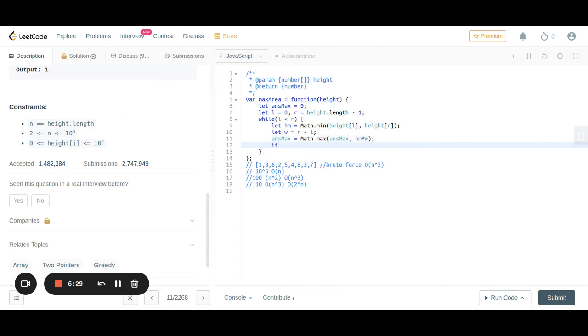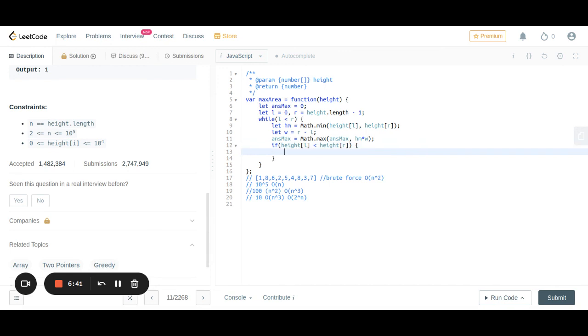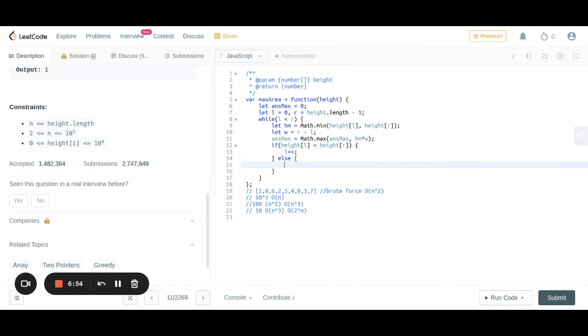Now it's time to move the pointer. If height of left is less than height of right, since the height of left is less, we are going to move the left pointer. We have to move the smaller pointer, because we need the maximum area. Else we can move the right pointer. If both are equal, then we can move any pointer, so we will move the right pointer, that doesn't matter. And at the end we are going to return the maximum answer.